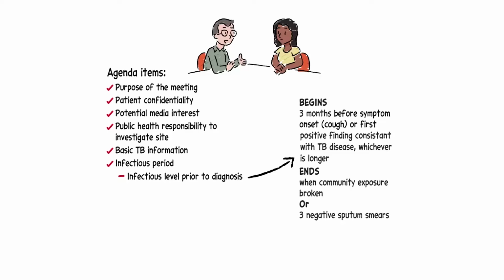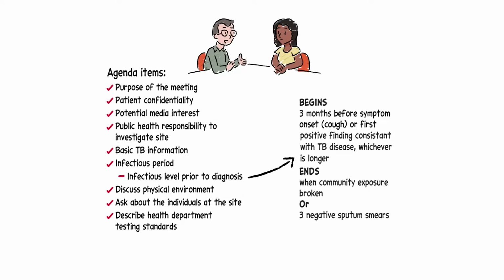Next, have a general discussion with management focused on the physical environment of the congregate setting and the patient's relationship to that environment. This is also a good time to ask for a floor plan of the site. Ask about the total number of individuals associated with the setting, including those who are in close proximity to the patient. Describe your health department standards for identifying and testing high and low-risk contacts while stressing the need to avoid unnecessary testing of the worried well.